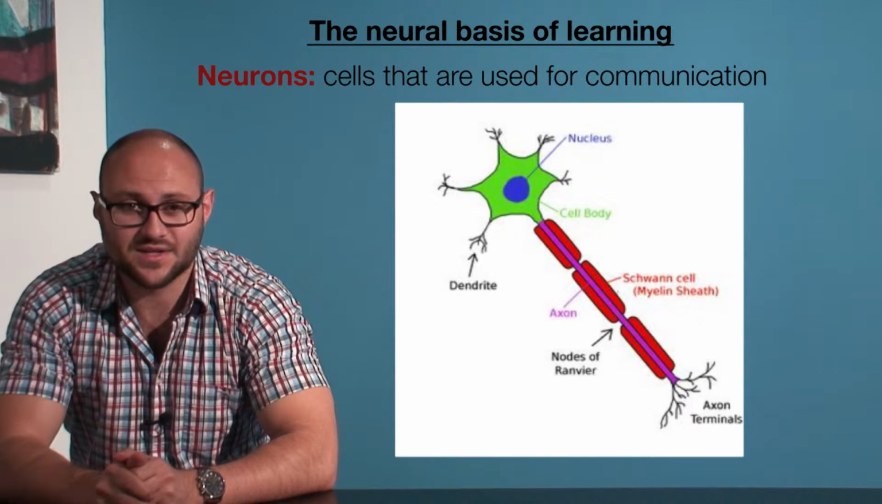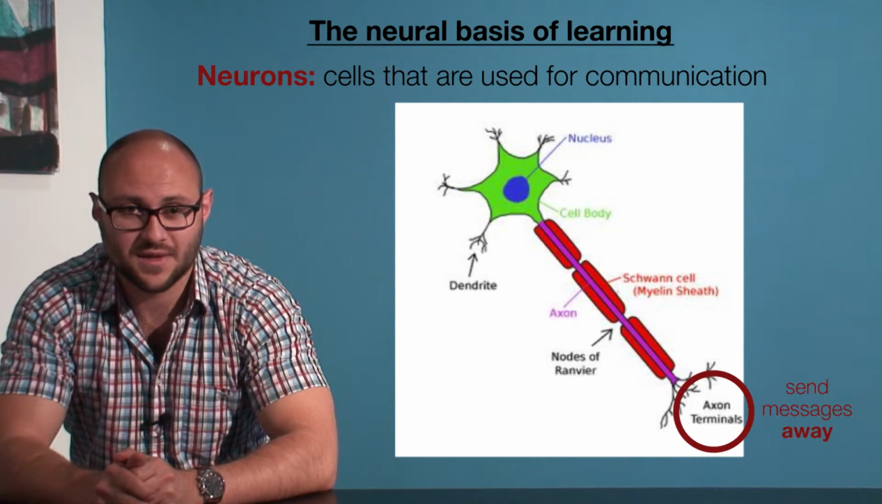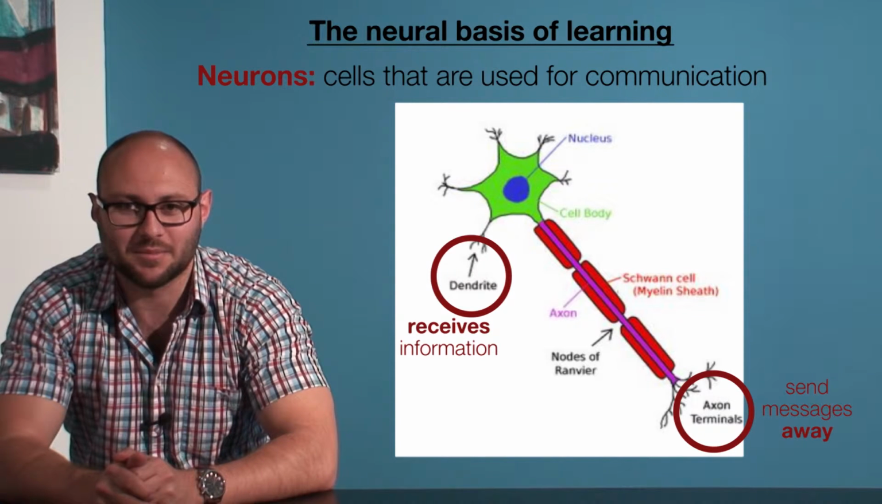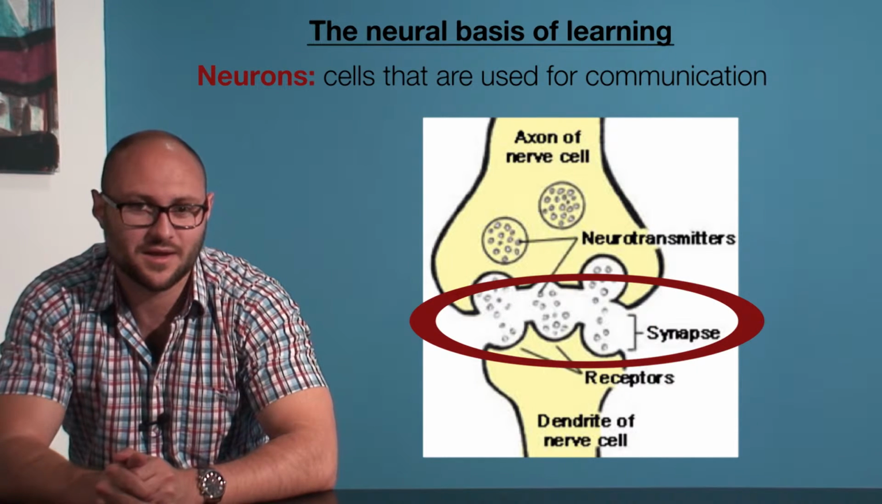There are several parts to each neuron, as shown here. Axons, seen at the bottom right of the diagram, send messages away from the cell body. Comparatively, dendrites near the top left of the diagram are what receives information from other cells. Having both axons, which push away information, and dendrites, which pull in information, then allows neurons to communicate.